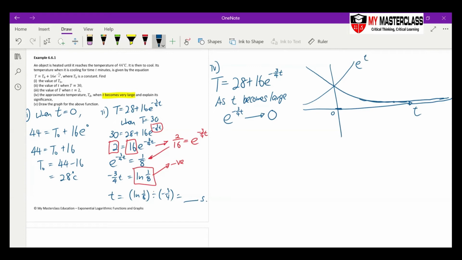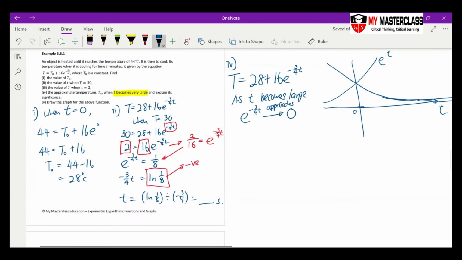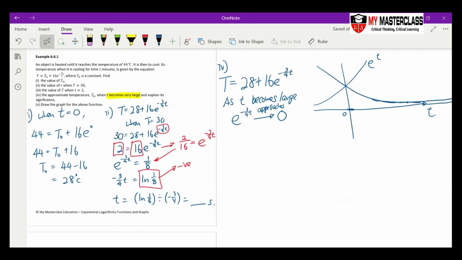This is called approaches to. Write down: approaches to. I've seen prelim paper marking whereby when students say that e to the power negative 3 over 4 t equals to 0, minus mark. It approaches 0. Therefore, T is equals to 28 degrees Celsius. So for the as t becomes very large kind of question, you must say that e to the power of negative something approaches 0. That means it will never be 0, but it will be very, very close to 0, such that we can actually assume it to be 0, but it approaches. T equals to 28.